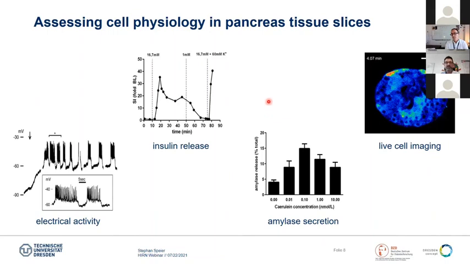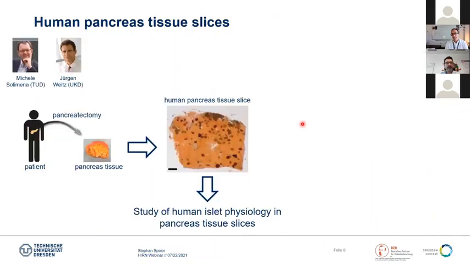started also working on slices. And then when I got my own lab in Dresden, we had the idea to why not try to do this with human tissue. So we had access to human tissue, but we didn't have access to human islets. What we could get, because of a collaboration with Michele Solimena from the university and Jürgen Weitz from the clinic, we could get pieces of pancreas tissue from pancreatectomized patients that would undergo pancreatectomy because of a pancreatic or close to the pancreas related disease.